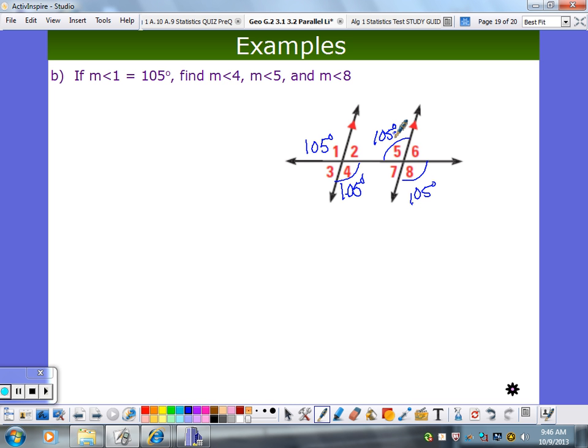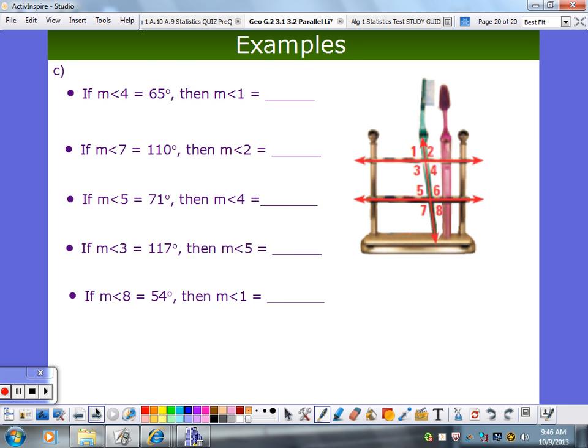What's the other angles, by the way? 2, 3, 6, and 7. What are they going to be? Yep, 75, right? So we can easily find all the different angles we need to find. What else we got here?